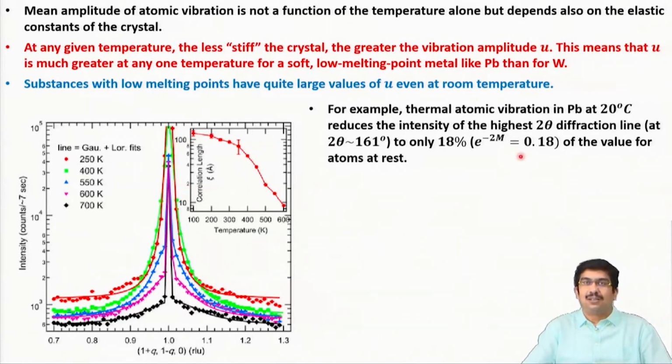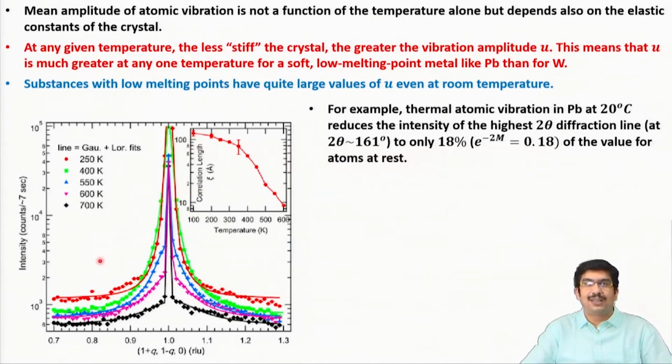You can see this value for lead is given here at 220 degrees centigrade, which is very close to the room temperature. This reduces the intensity of the 2 theta diffraction line at a very high 2 theta. We already discussed that this temperature effect is more prominent for higher 2 theta peaks. So, the intensity at 20 degrees centigrade, room temperature, is only 18% of the value for atoms at rest, which is absolute 0 temperature, close to the theoretical value. It has decreased almost 82% from that value. So, that kind of a decrease we can expect with this.